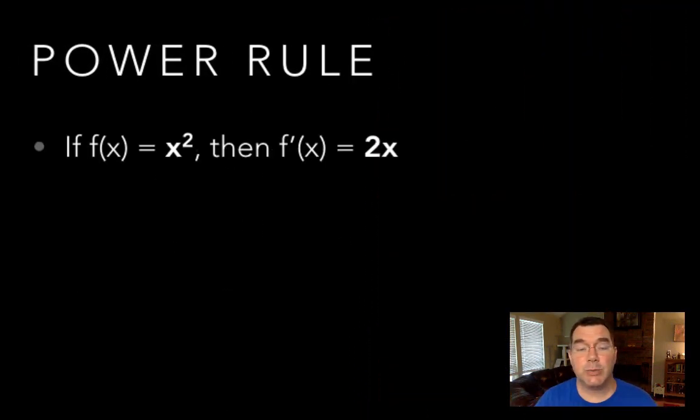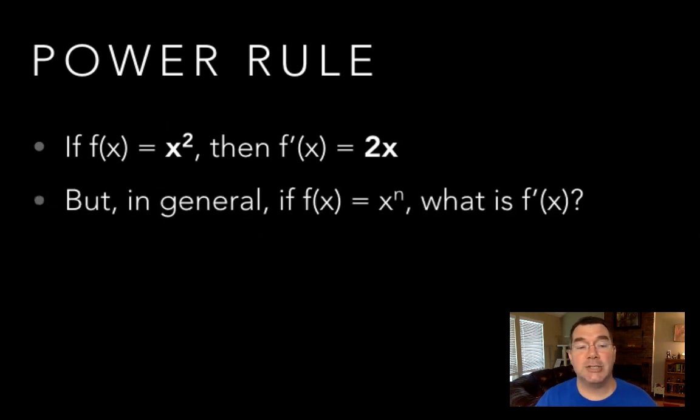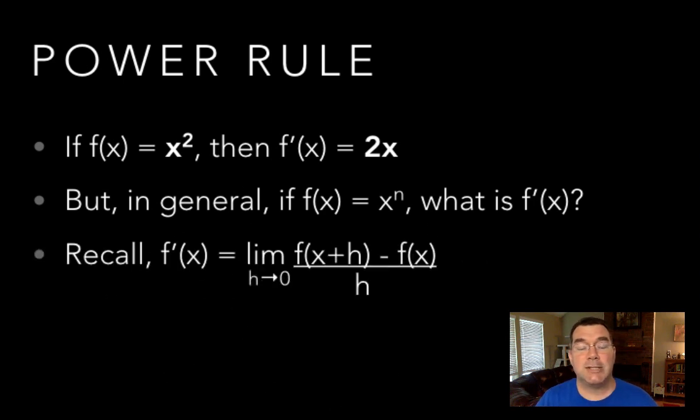Now, in the last lesson, we learned that the derivative of x squared is 2x. In other words, if f of x is x squared, then f prime of x is 2x. But what I want to know is, in general, if I have a function that is x to any exponent, what would the rule be for the derivative of that function? So let's go back to the definition of what the derivative is.